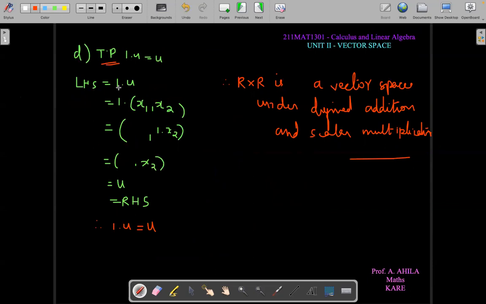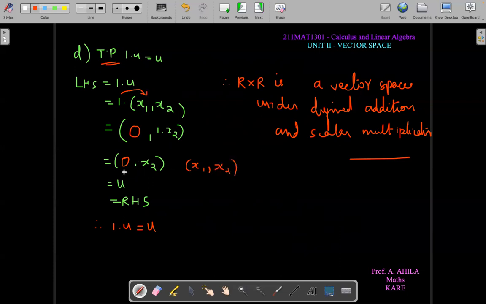Now consider left hand side, 1 into u. So replace u by x1 comma x2. Now this 1 is a scalar. Instead of alpha and beta, 1 is a scalar. So we operate scalar multiplication with this x1 comma x2. So again, the first ordinate goes 0, comma 1 into x2. So this is 0. 1 into x2 is x2. But what is our u? Our u is x1 comma x2.